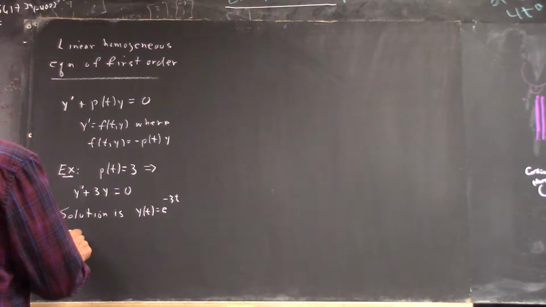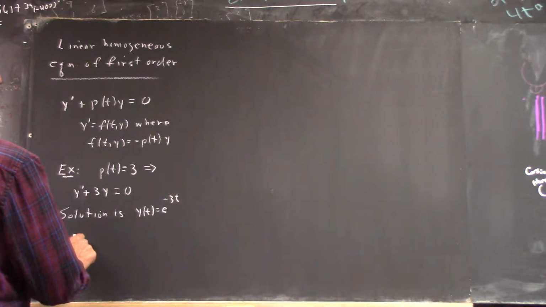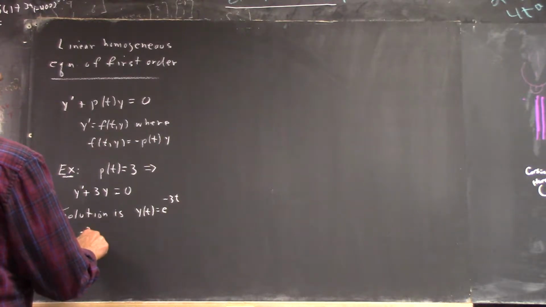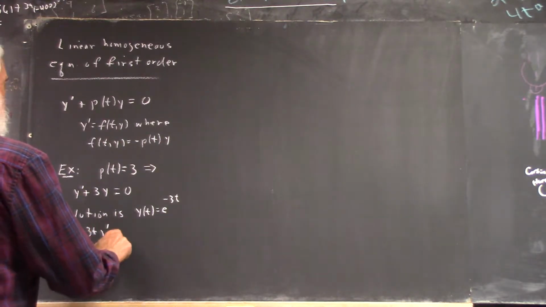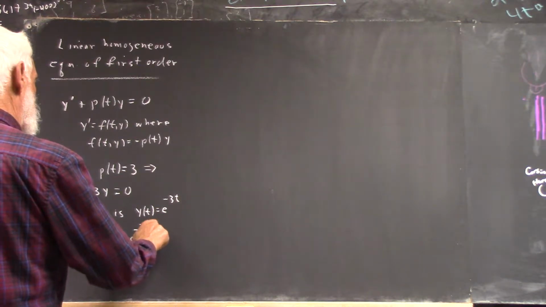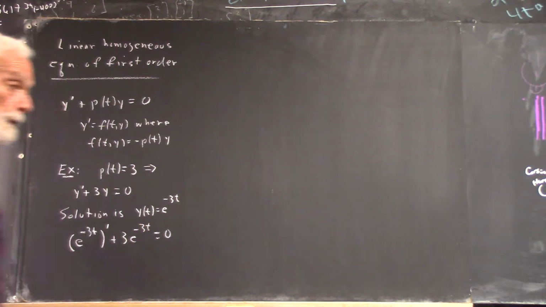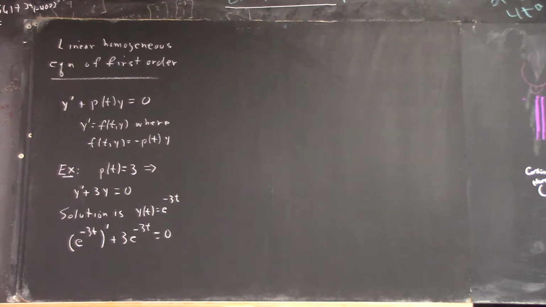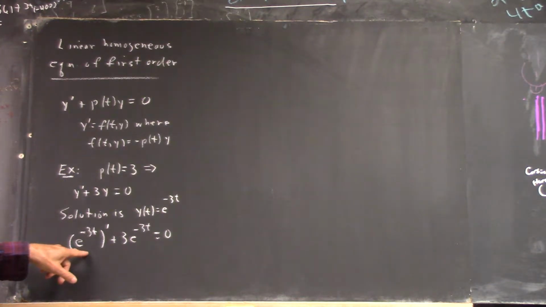So you would have e to the negative 3t prime plus 3e to the negative 3t should equal 0, right? I'm using the prime notation, so I'm using the dt type thing, which might be a little confusing. Well, what is the derivative with respect to t, because it is a derivative with respect to t, of e to the negative 3t?